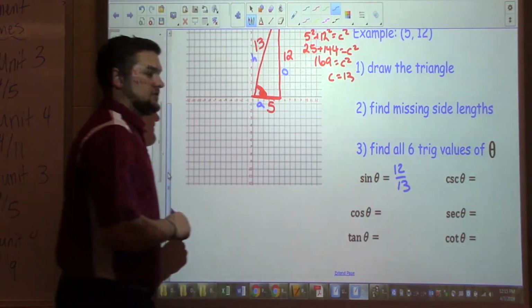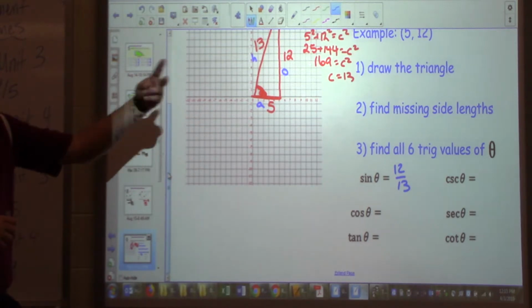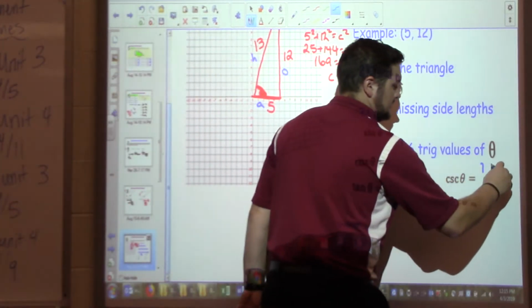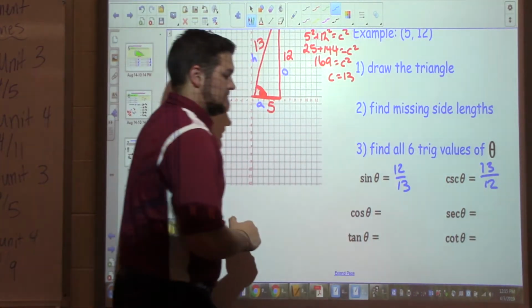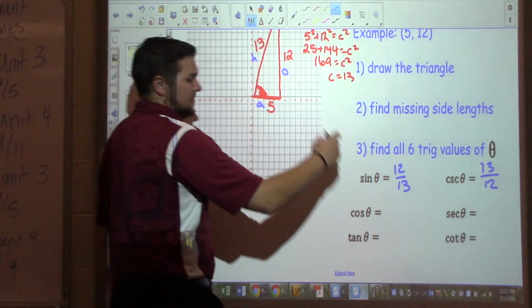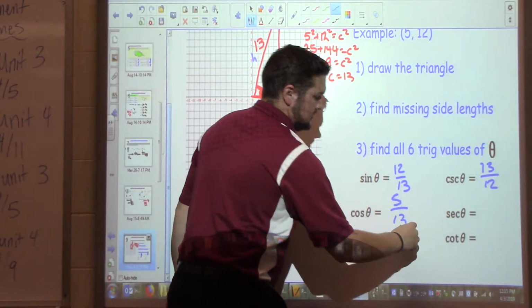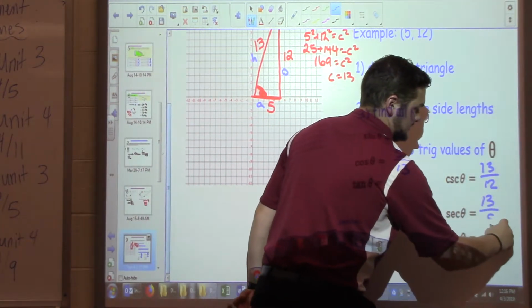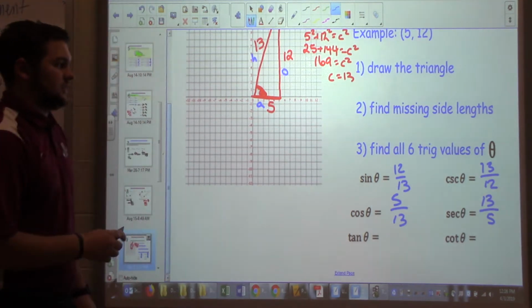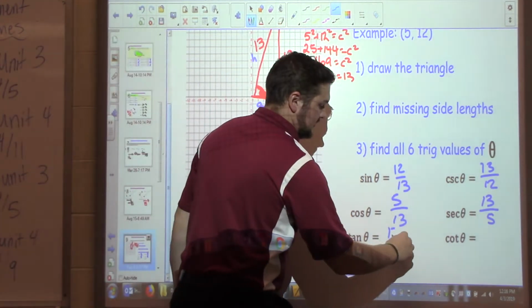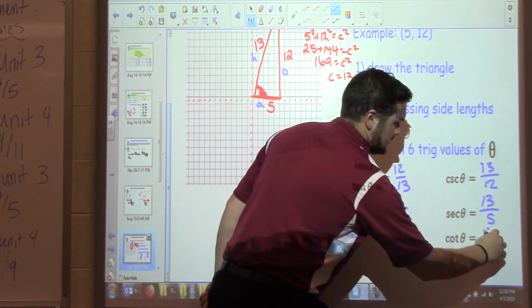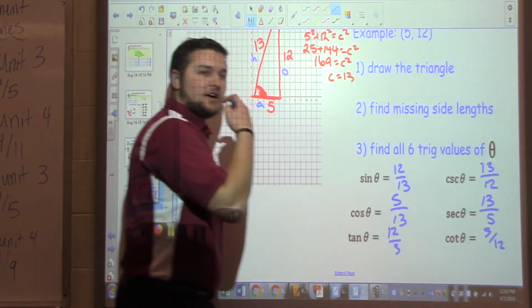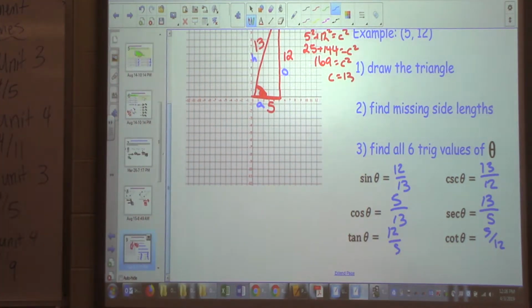Opposite over hypotenuse for sine, which means cosecant is just that flipped over, so 13 over 12. Cosine is adjacent over hypotenuse, 5 over 13. Secant is just the reciprocal, 13 over 5. Tangent, opposite over adjacent, 12 over 5. And then cotangent is that flipped over. Alright? Now, are there any questions on that?